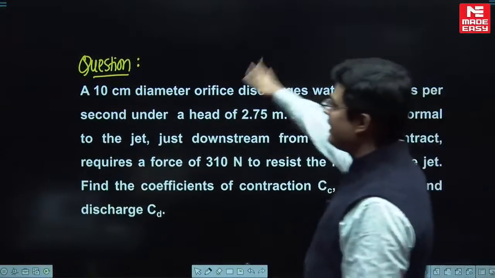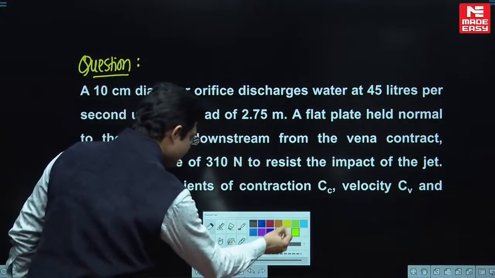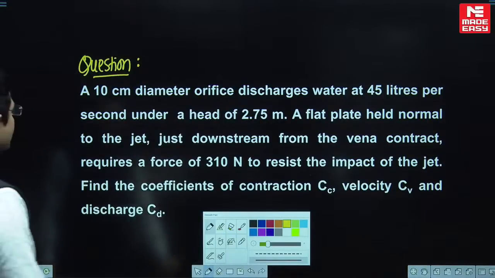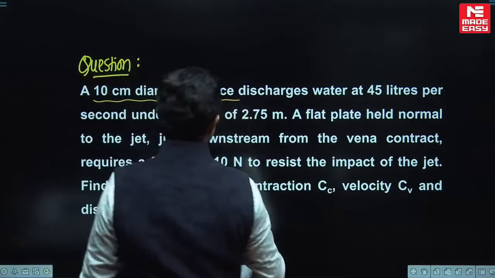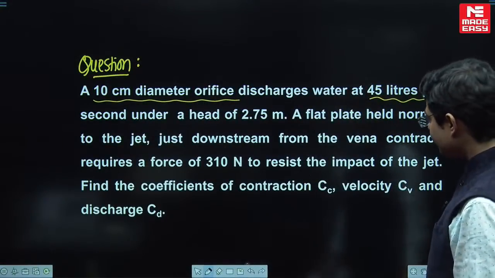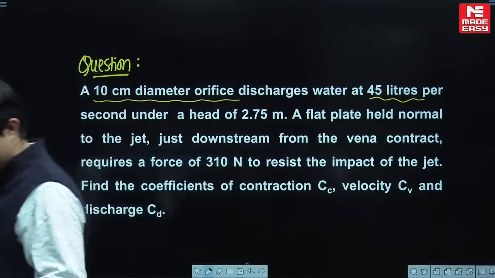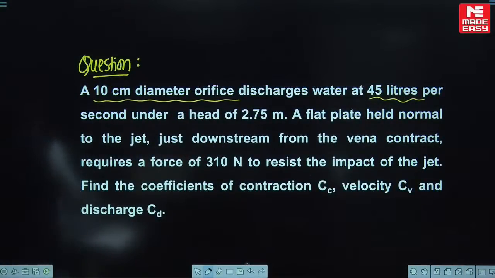Wonderful. Oh, this is again a fantastic problem. One of my favorite problems. Come on guys, read this problem. A 10 centimeter diameter orifice discharges water at 45 liter per second. I just love this question. Read this problem here.